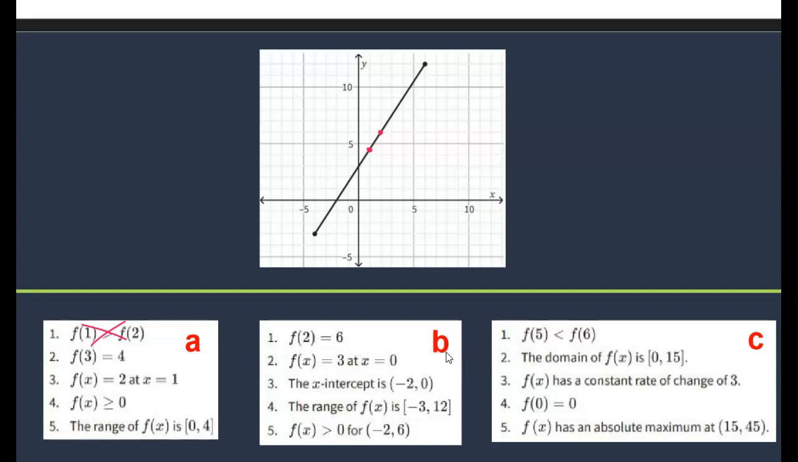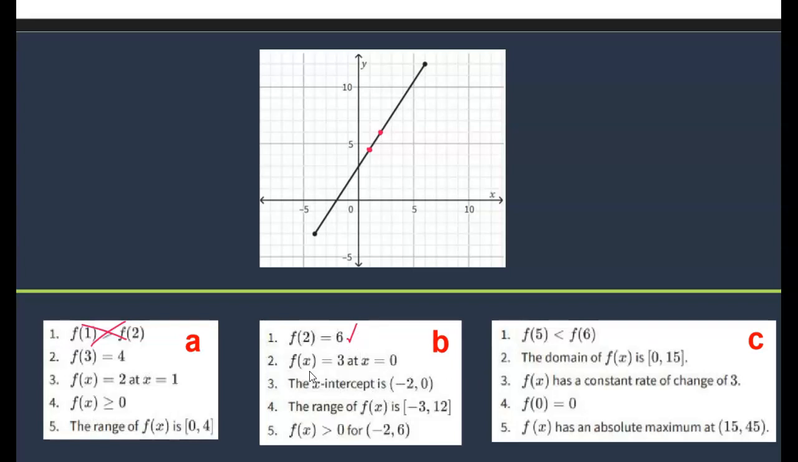Okay, so let's look at B then. F of 2 equals 6. That's our first assertion. Okay, so x is going to be 2. We're going to go onto the x-axis and go 1, 2, and go up to the function and see where it matches. Looks like we already drew a dot there. This y value is 5, 6. So f of 2 is 6. We just confirmed that.